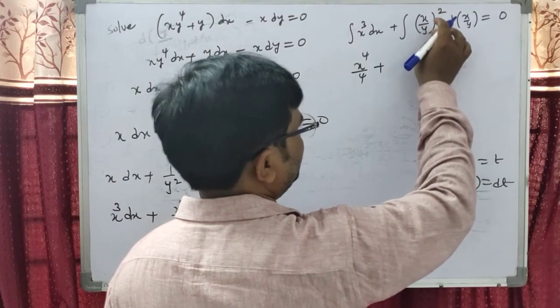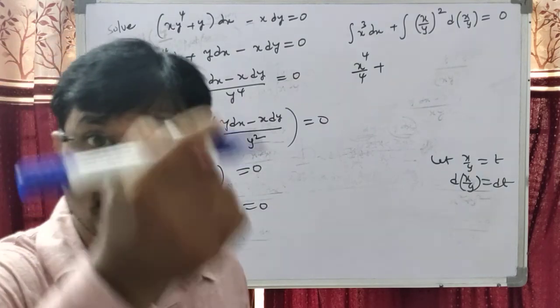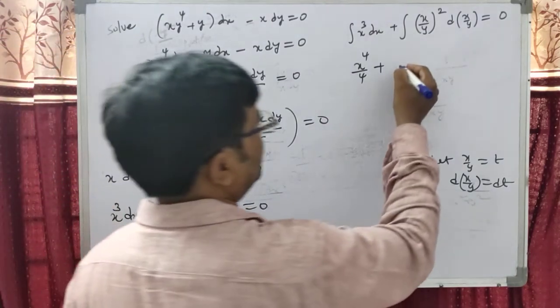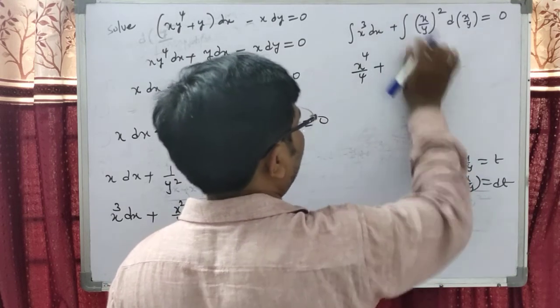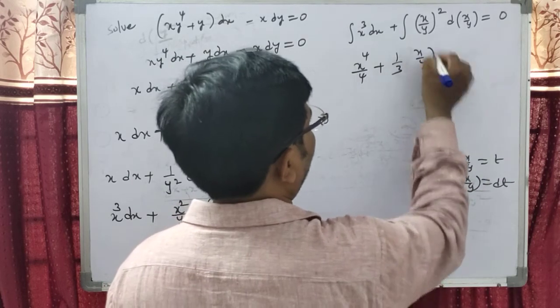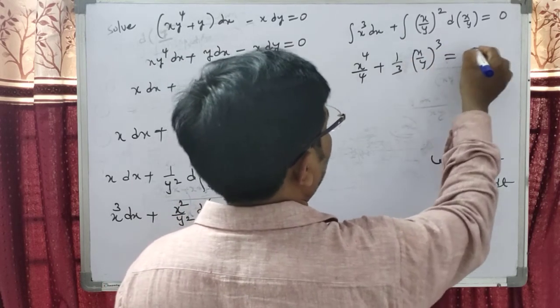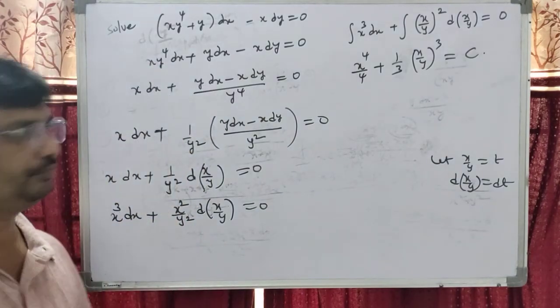What is the integral of t square? The integral of t square is t cube by 3. What is t cube? My dear students, t cube is x by y whole cube, equals c. Okay students, this is the solution.